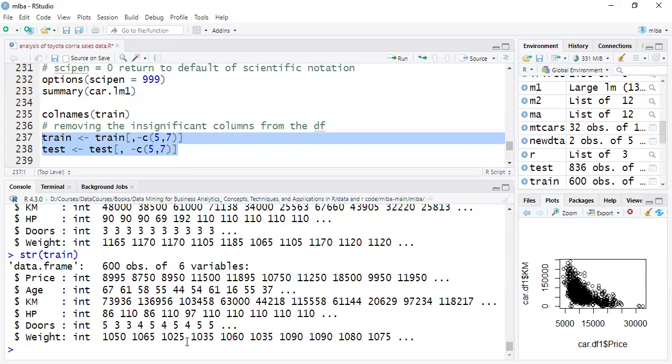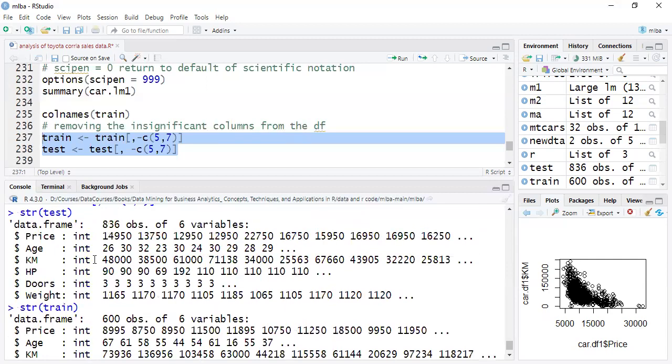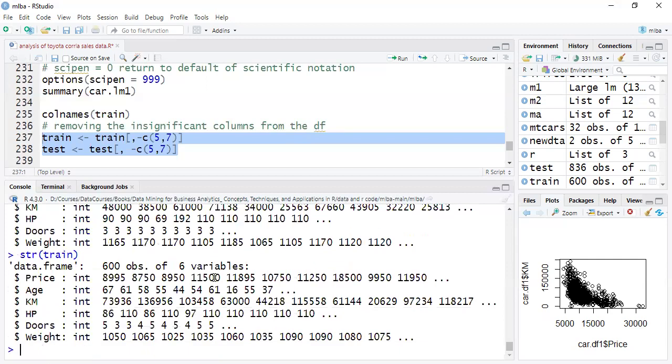Structure of train and test. You can see the structure of train and test right now. The 2 columns are reduced. There is no CC column here, as well as there is no CC column at the bottom and top, and there is no text column in both.